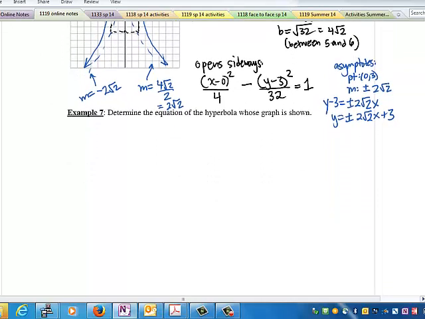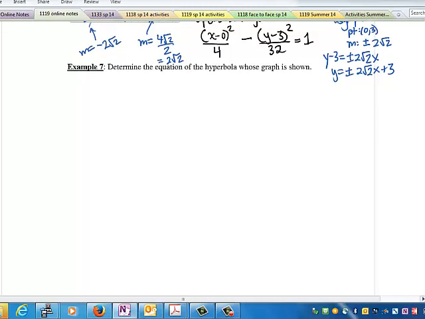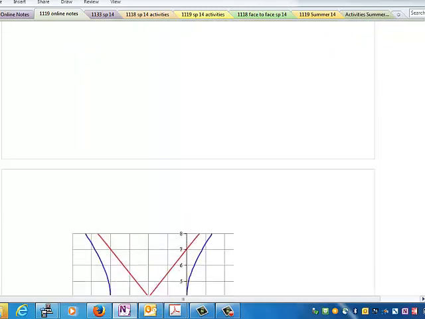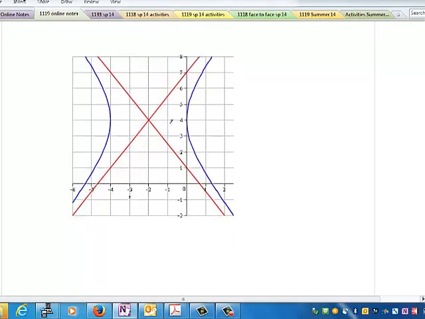All right, then moving on to example 7. My spacing on my copy here isn't that good. Determine the equation of the hyperbola whose graph is shown. So this time we don't have to sketch the graph, but we need to come up with the equation. First thing we want to notice is the center, which in this case appears to be (-2, 4).